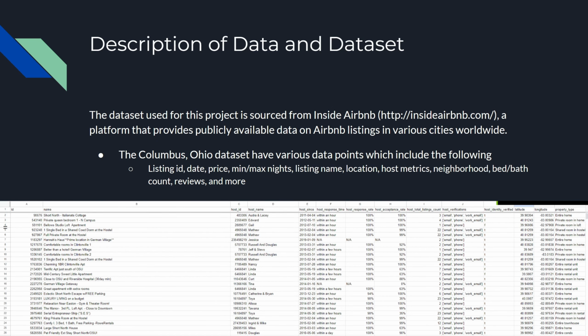The data set used for this project is sourced from Inside Airbnb, which is a platform that provides publicly available Airbnb listings and Airbnb listing data. The data set includes values like listing ID, date, price, the minimum and maximum nights they're allowed to stay, the name of the listing, location, host metrics like reviews, the neighborhood it's in, and etc.